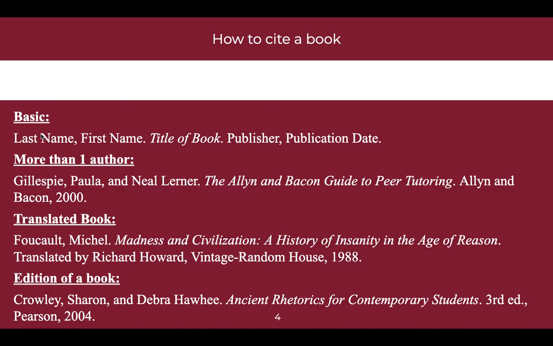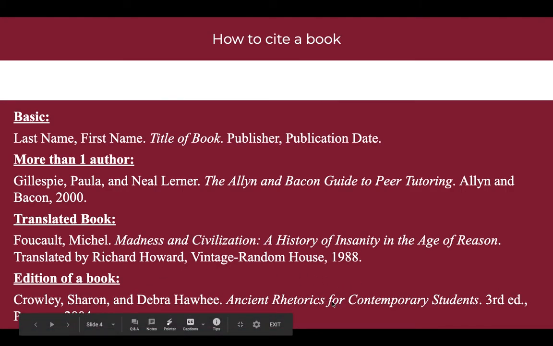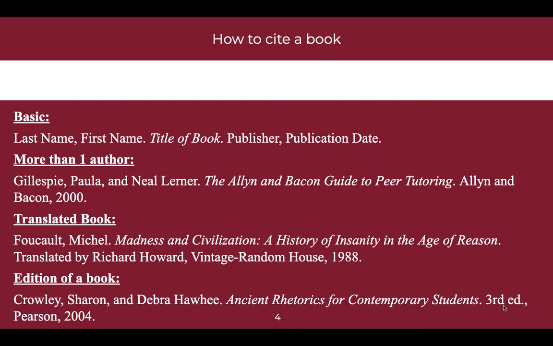How to cite a book. It's really easy. Author last name, comma, first name, period. Title of the book italicized, period. Publisher, comma, publication date. Okay, if you have more than one author, the first author's name goes in that order. The second author's name goes first name, last name, period, no comma. Okay. If you have a translated book, then you have translated by. Okay. And if you have an edition, after the title, you include third edition, and the edition is shortened to ed, period, then there's a comma.